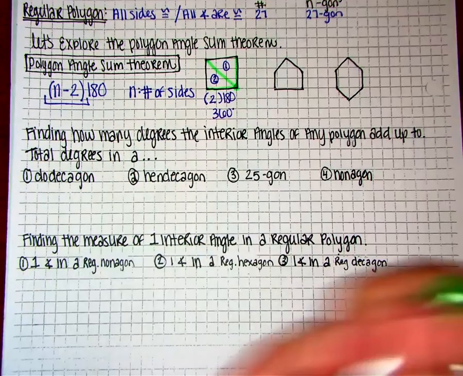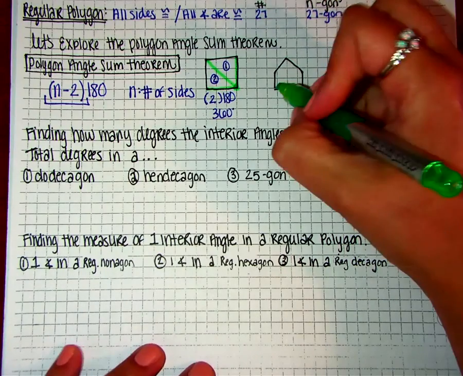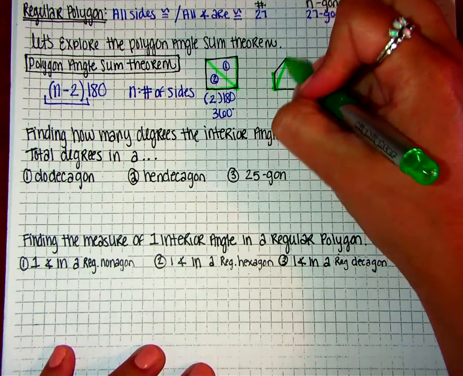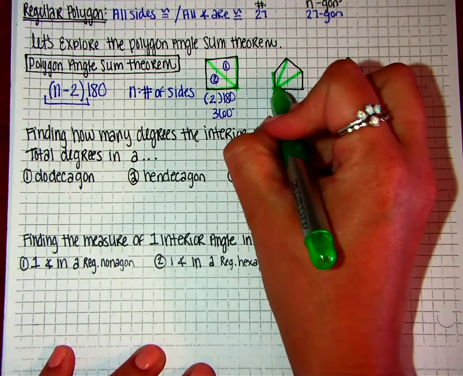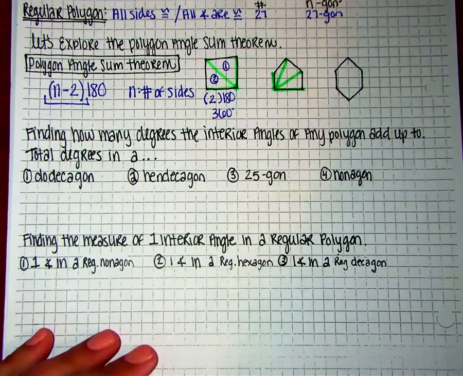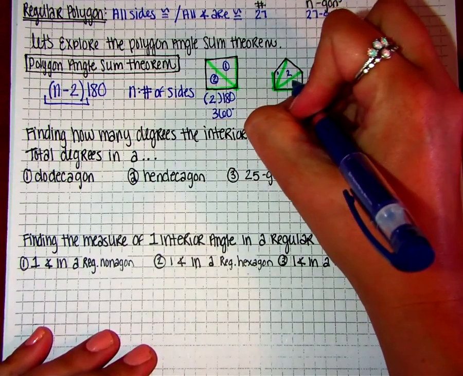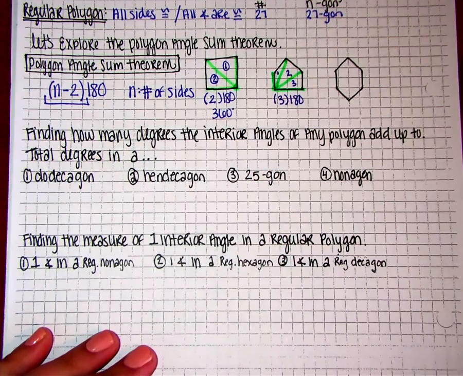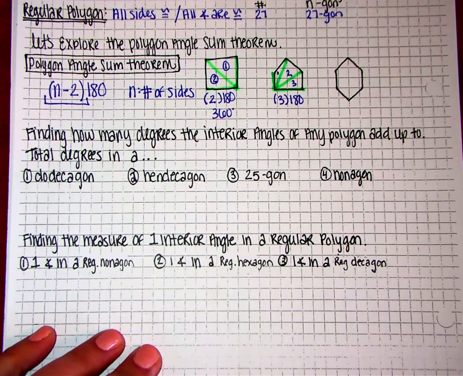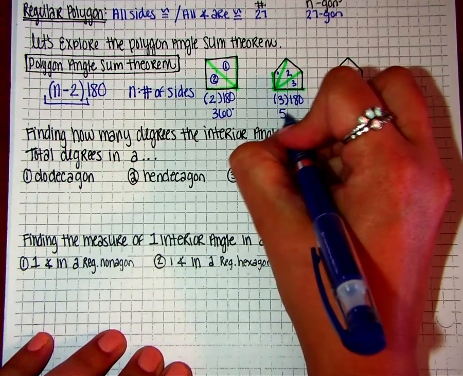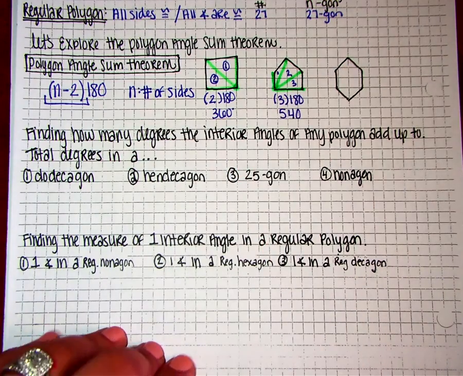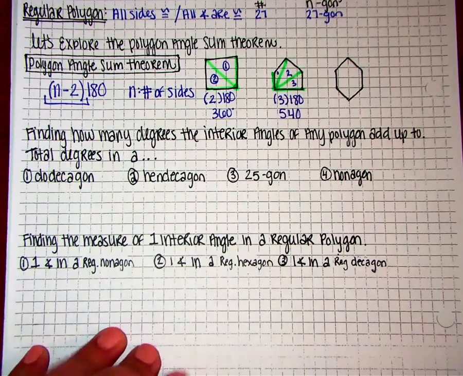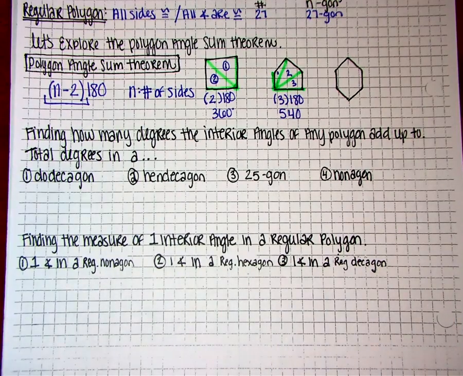Let's continue this trend. I'm going to pick this vertex, draw up, over here, and over here. That gives me 3 triangles: 1, 2, 3. Well, 3 triangles with a total of 180 each. 3 times 180 is 540. So a pentagon has 540 degrees because each triangle has to add up to 180.